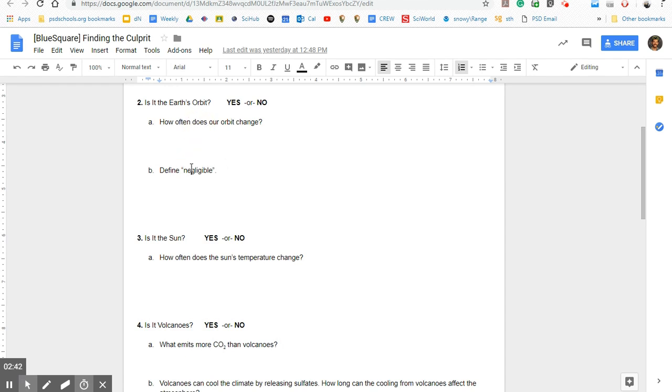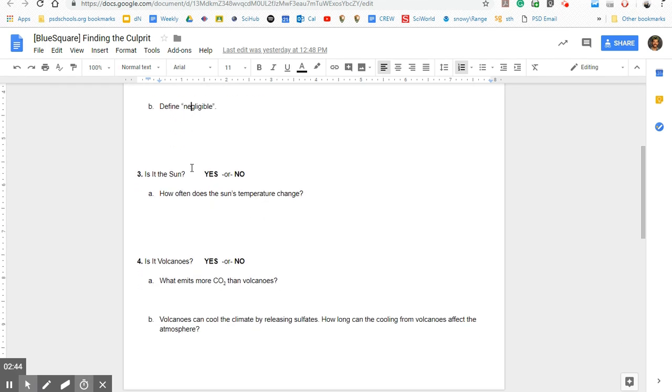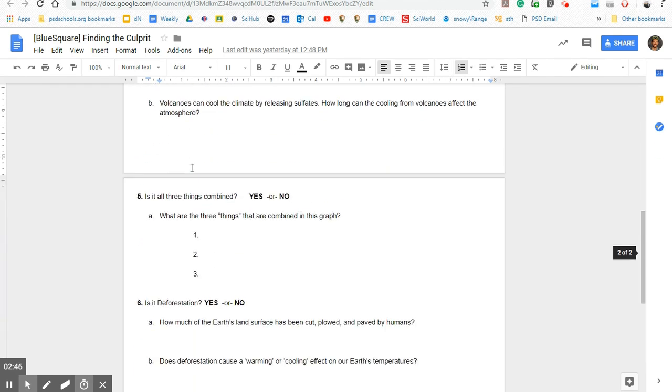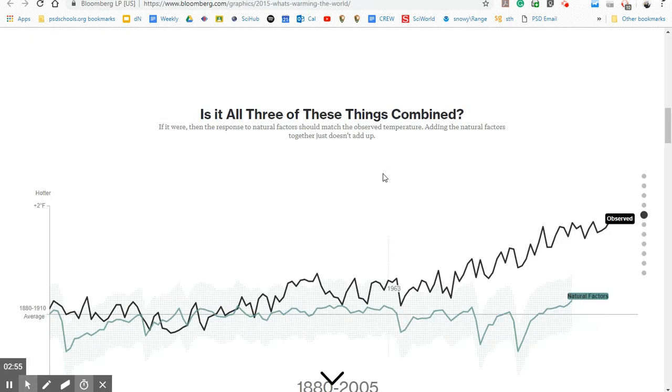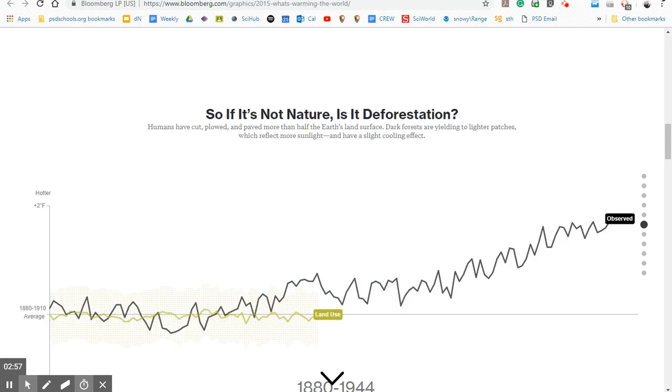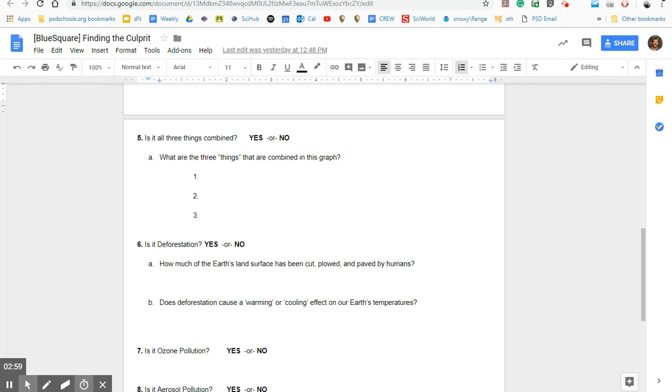So on the blue square, I'm going to ask them some questions that are related to those small paragraphs on the website. As you can see here, I'm asking them yes or no, are the two graphs correlated? And then to answer a question that is directly in this small paragraph below the title of the graph.